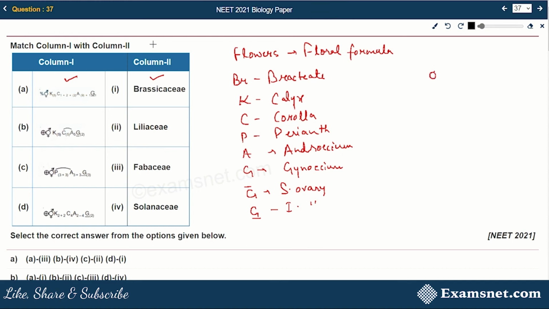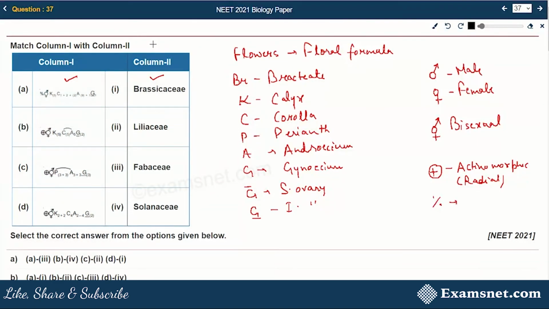You must be aware that this is represented as this. Similarly, female sign is this, and the combination of both represents the bisexual organisms. Similarly, symmetry can also be shown. For example, this sign indicates actinomorphic or radial symmetry. Similarly, a sign like this represents bilateral symmetry or zygomorphic.